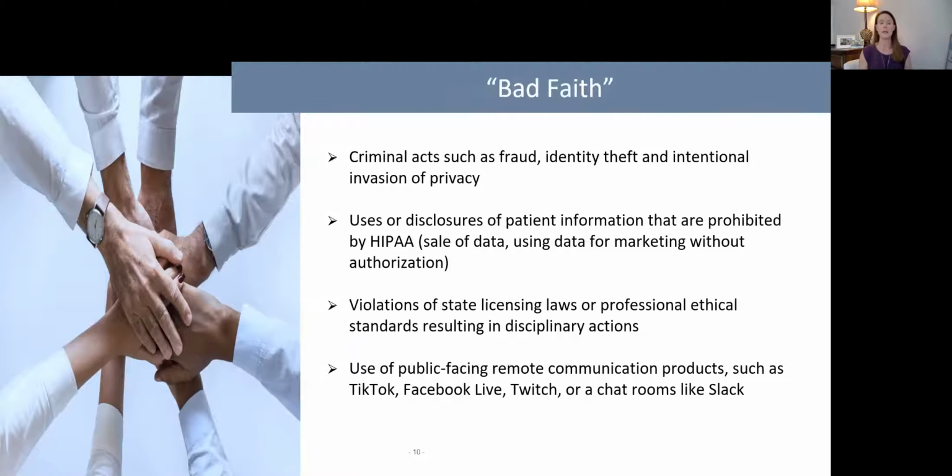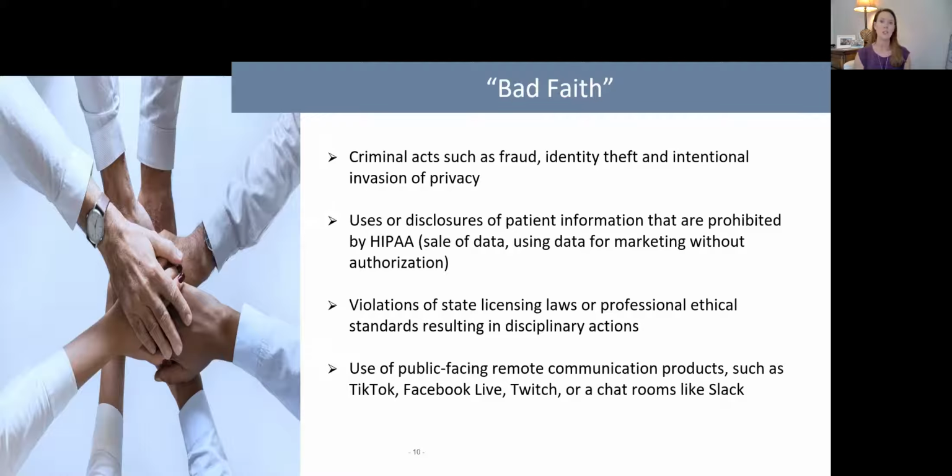So I said enforcement discretion applies to good faith provision of telehealth services. Bad faith is basically if you are committing a criminal act, if you're trying to sell patient data, if you are violating any of your state or local law or any type of professional ethical standards, that's bad faith. So if you're doing that in a telehealth format, you're not going to be covered under enforcement discretion.